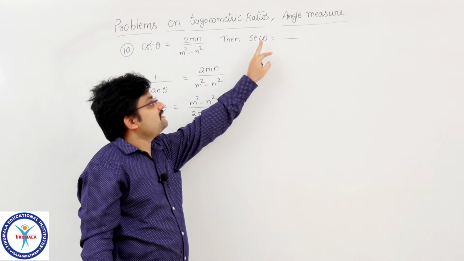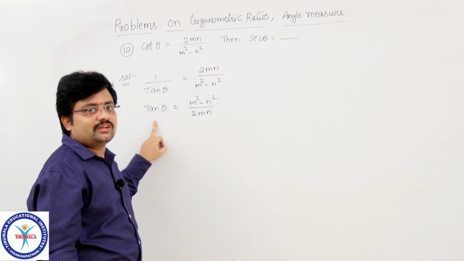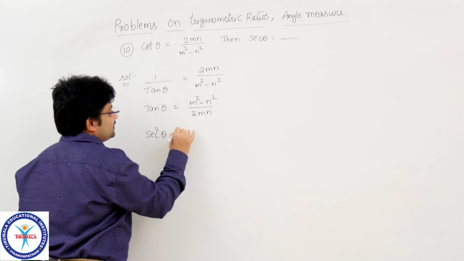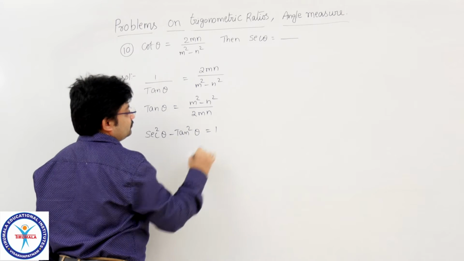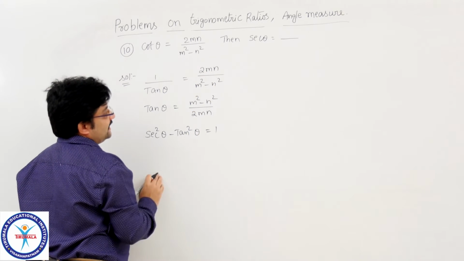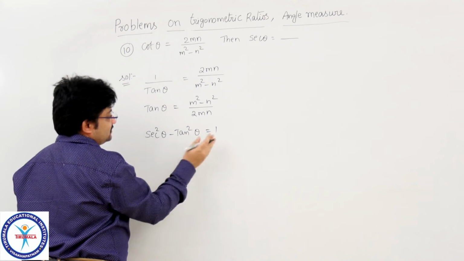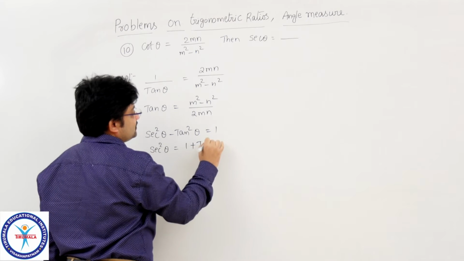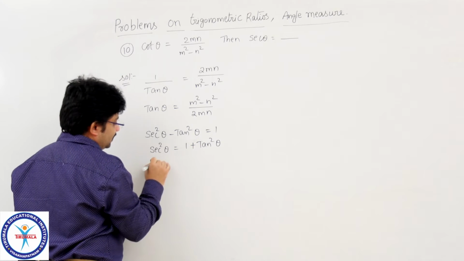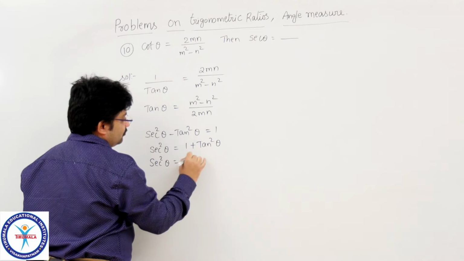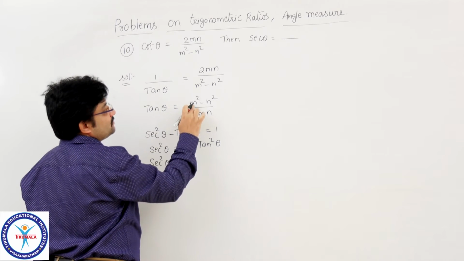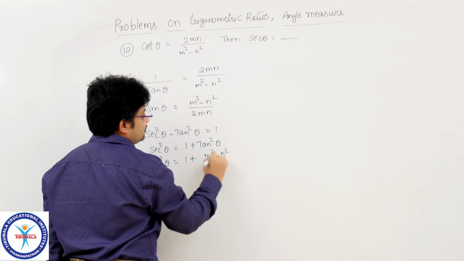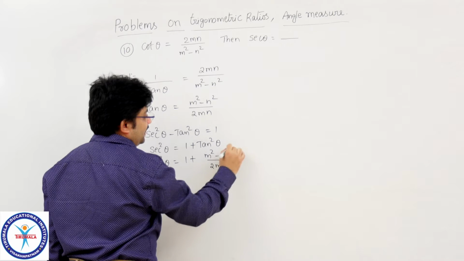So, there is a relation between secant theta and tan theta in the trigonometric identity, that is secant square theta minus tan square theta is equal to 1. We need to find out the secant theta. So, transpose tan square theta. Secant square theta is equal to 1 plus tan square theta. Therefore, secant square theta is equal to 1 plus, what is tan theta? m square minus n square by 2mn. Then it becomes m square minus n square by 2mn whole square.